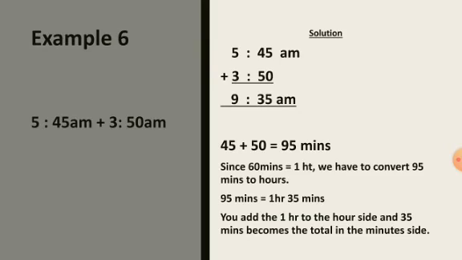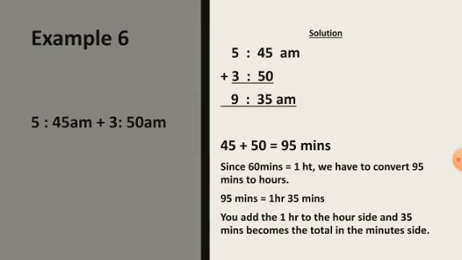Now remember, 60 minutes equals 1 hour. And your 95 minutes is bigger than 60 minutes. Now listen, if the answer you got on your minute side is lower than 60 minutes, there is no need to convert, you just place it there. But once it is 60 minutes or above, you have to convert it to hours. So we have to convert 95 minutes to hours. Now when you convert your 95 minutes to hours, you have 1 hour 35 minutes.